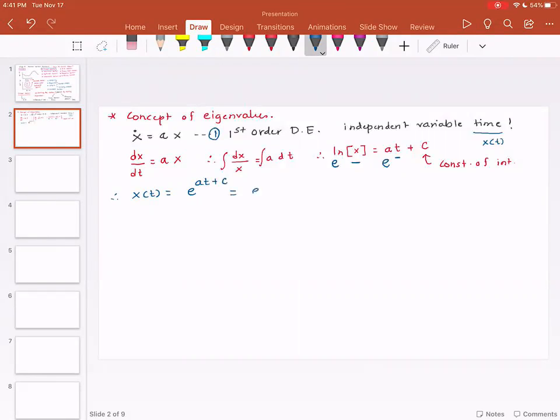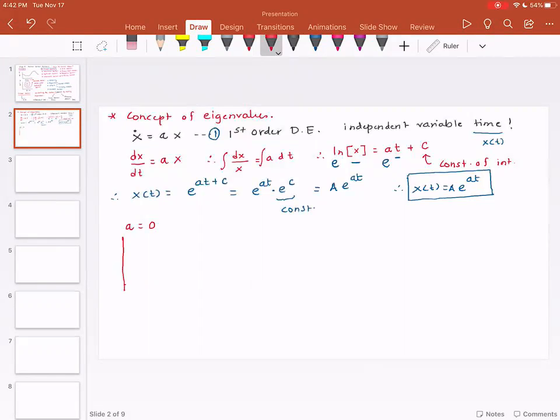This equation can be written as e to the power at, e to the power c. Please note e to the power c is constant. So I can write this equation as A e to the power at. So this is the equation x of t is equal to e to the power at times A. Now I want you to think about few cases. The first simple case that I want to talk about is when a is equal to 0.